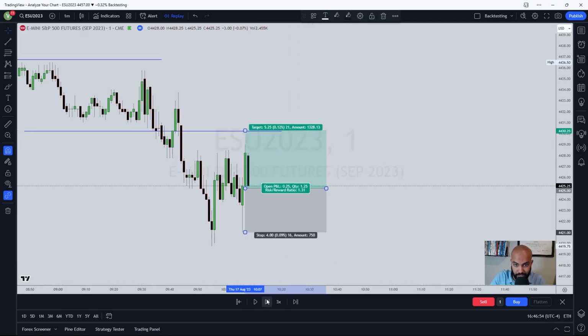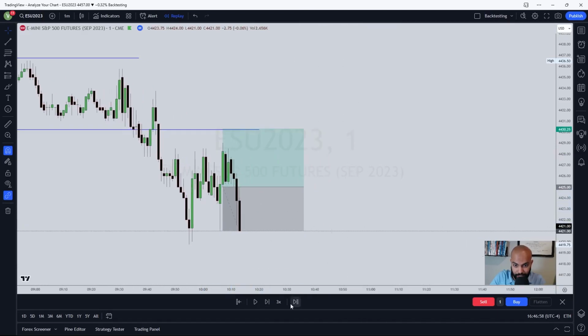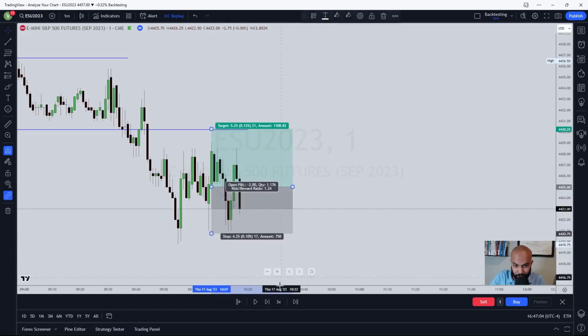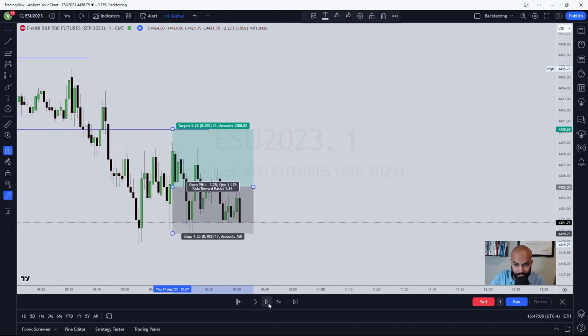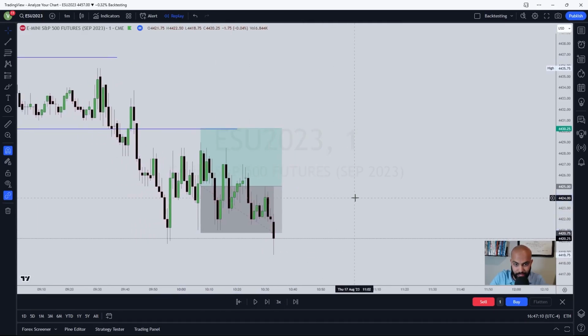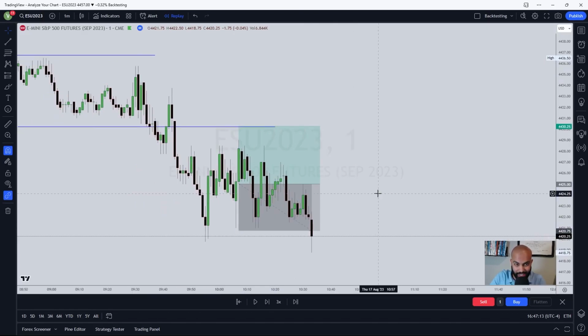So let's see if we get tagged in. We got tagged in and we got stopped. Or let's see if we put one tick more. Yeah, we are going to get stopped. This is just a whole bunch of chop. Nothing here is good and nothing here to trade.